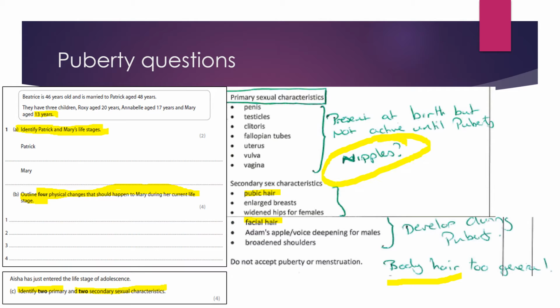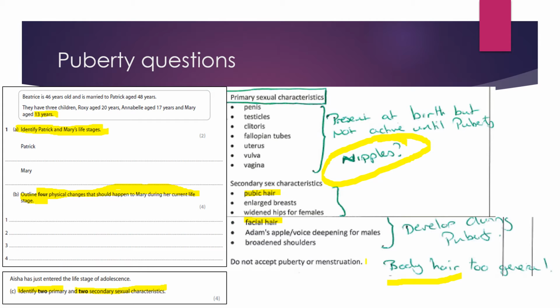Nipples is my dilemma. I don't know whether they would count as a primary, because they're present from birth, but then for girls they change during pregnancy, puberty. So I've always had the nipple dilemma, so maybe avoid that potentially.